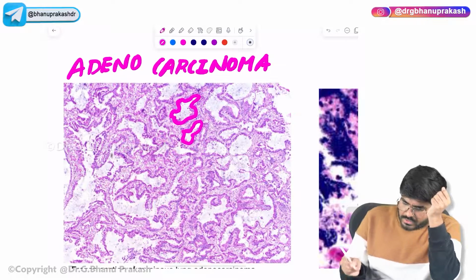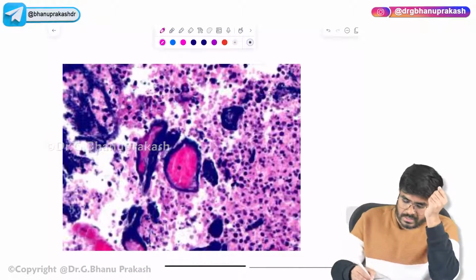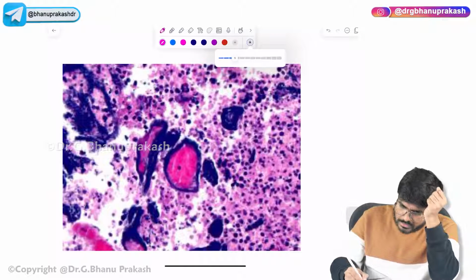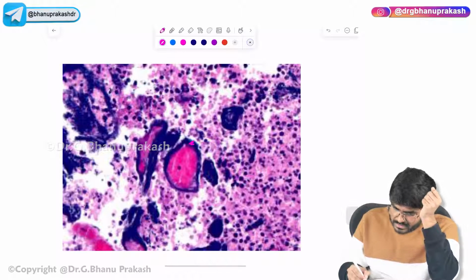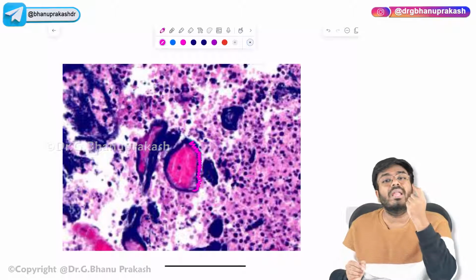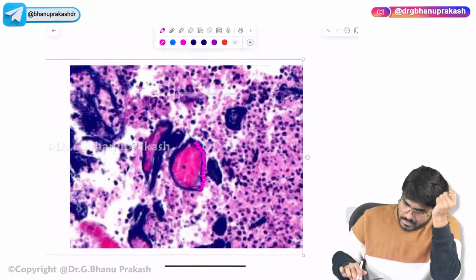Okay, it's adenocarcinoma. The last one, what you are seeing here, this is a little important. See, here these are the blood vessels. The walls of the blood vessels are staining blue color. Okay, there is a blue color staining. This is called as Azopardi effect.